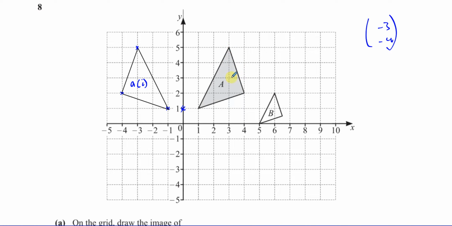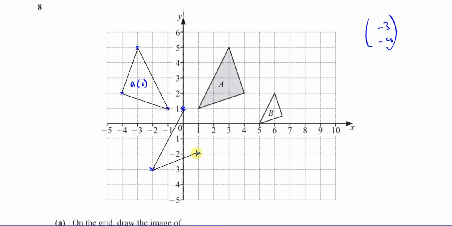And then we can do the same thing for this: 3 spaces to the left and 4 spaces down. So it's going to be down here. And the same with this one, 3 spaces to the left and 4 spaces down. So it'll end up in these 3 corners. And you can see to get from here to there, you've got to go 1 across and 3 down. From here to there, you've got to go 2 across and 4 down. So in relation to each other, we've got them in the same relative position.